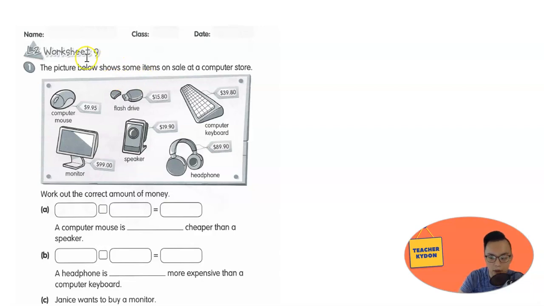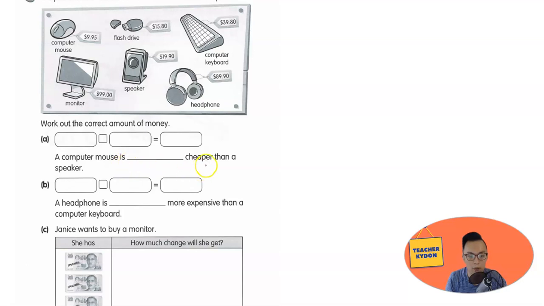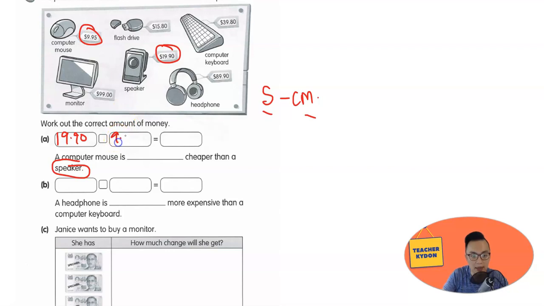Hi, we are at worksheet 9 for P3 math. So a computer mouse is how much cheaper than a speaker? So you must take the speaker minus the computer mouse, because how much cheaper means the speaker is more expensive than the computer mouse. And the speaker is 1990. Sorry, the computer mouse is 995. And you need to work them out.